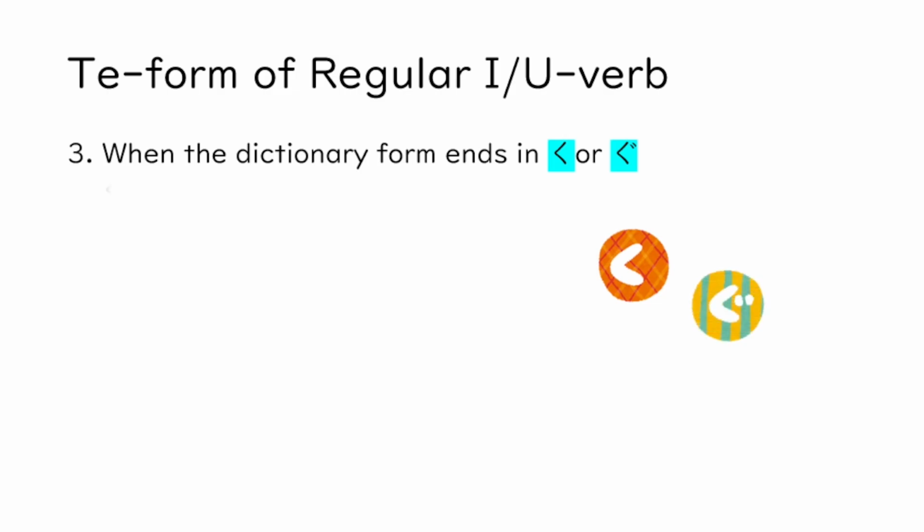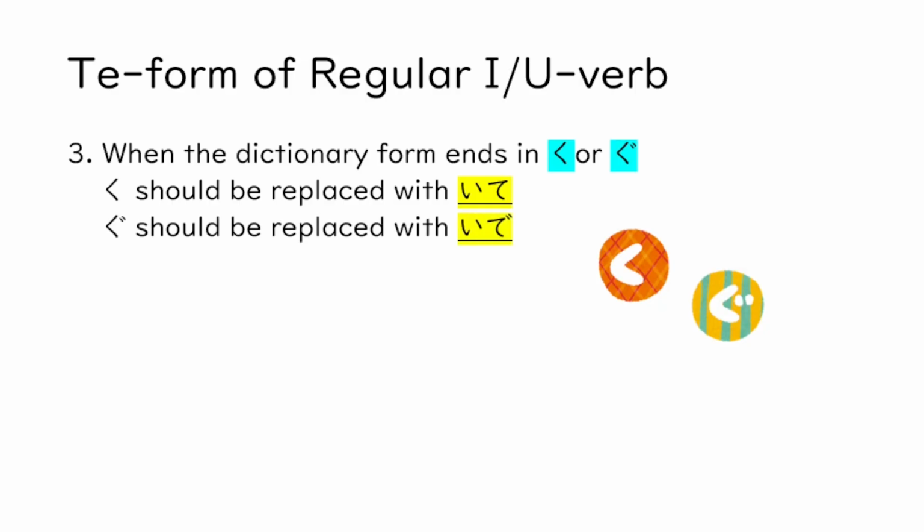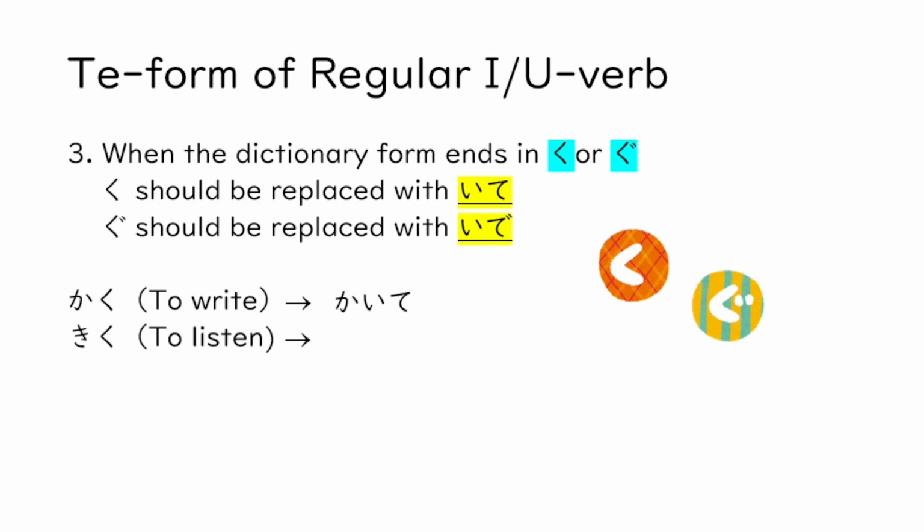Now, let's look at the case when it ends in either ku or gu. When it ends in ku, you should replace it with ite. When it ends in gu, you should replace it with ide. Here are examples. Kaku means to write or to draw, and its te form is kaite. Kiku means to listen or to ask, and its te form is kiite. Oyogu means to swim, and its te form is oyoide.